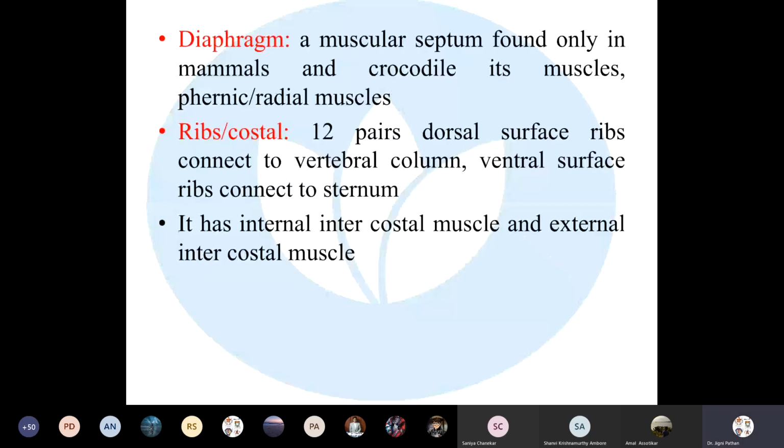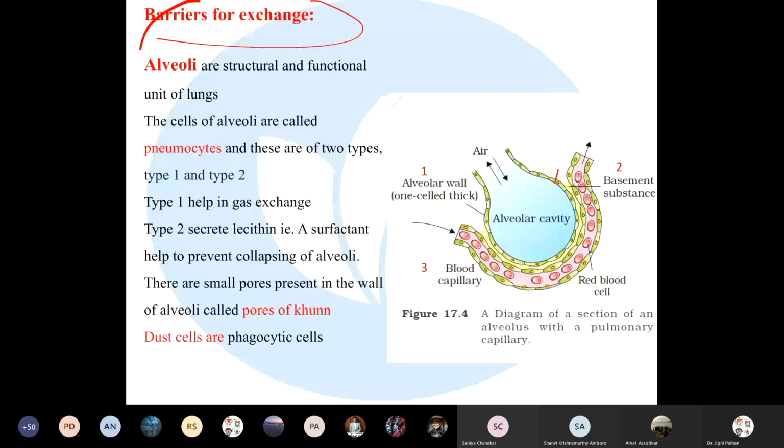When you see the barriers of air exchange, one is the alveolar epithelium. This is the alveolar epithelium, right? That is simple squamous, or pneumocytes. Then this is what? Blood vessels. Blood vessels are lined by which type of cells? This is endothelial. Do you agree?